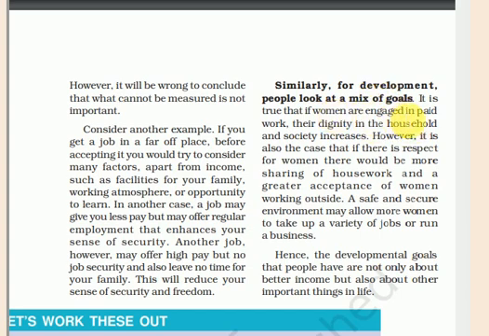So students, suppose women are engaged in work, their dignity in household and society increases. However, it is also the case that if there is respect for women, there would be more sharing of housework and greater acceptance of women working outside. What do women require at the workplace? A safe and secure environment and freedom to work at any workplace. This kind of development they require along with their income.